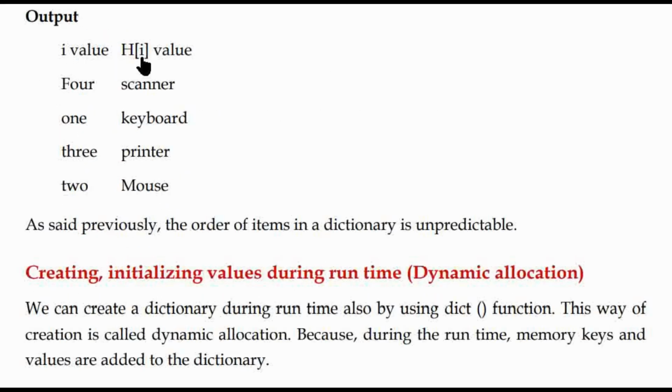I value hi, value 4 scanner, 1 keyboard, 3 printer, 2 mouse. As said previously, the order of items in a dictionary is unpredictable.